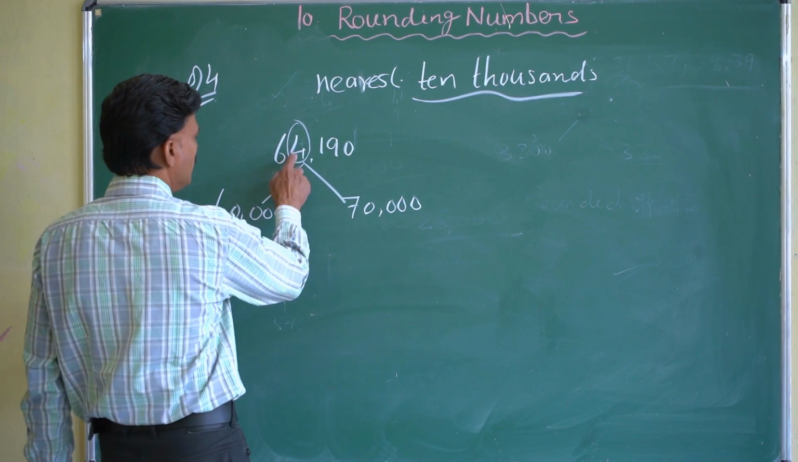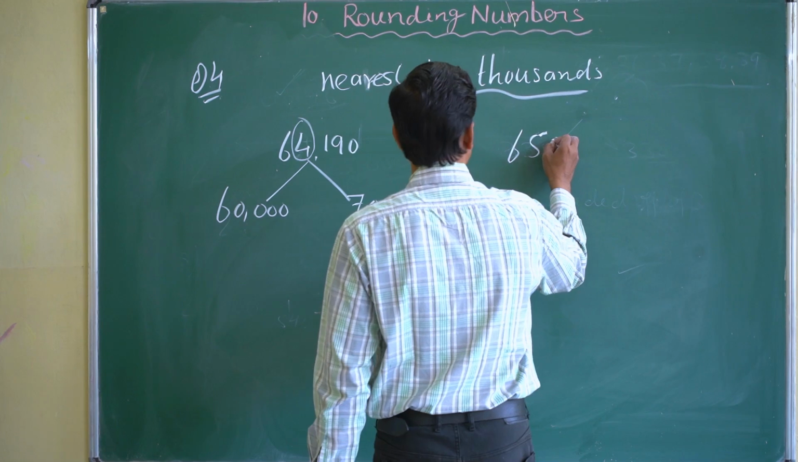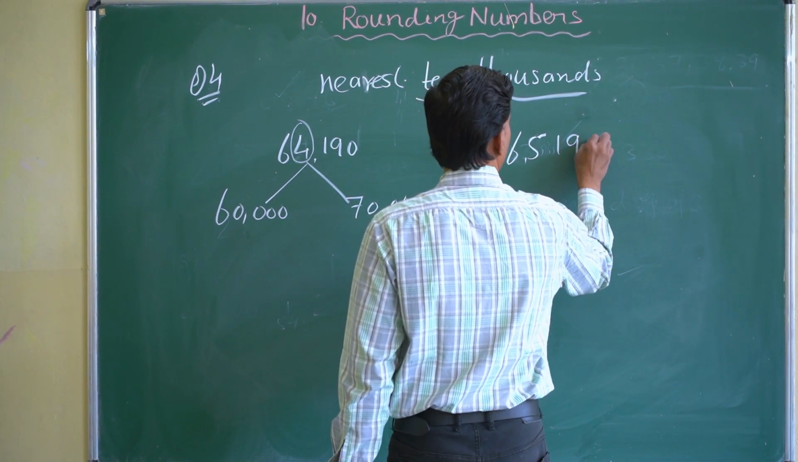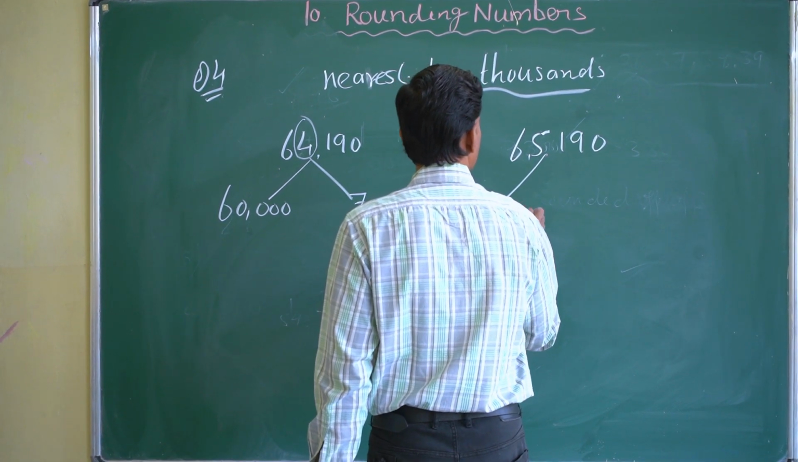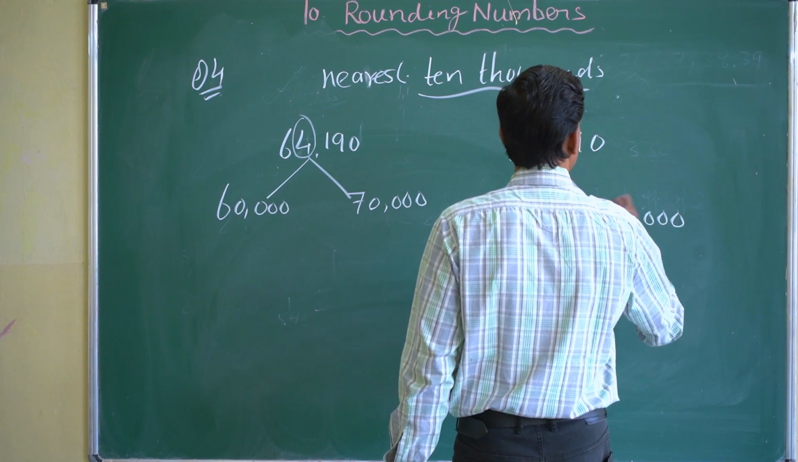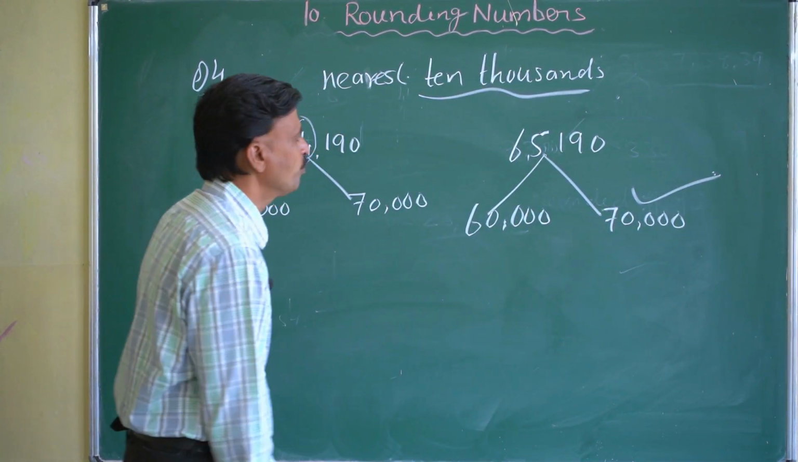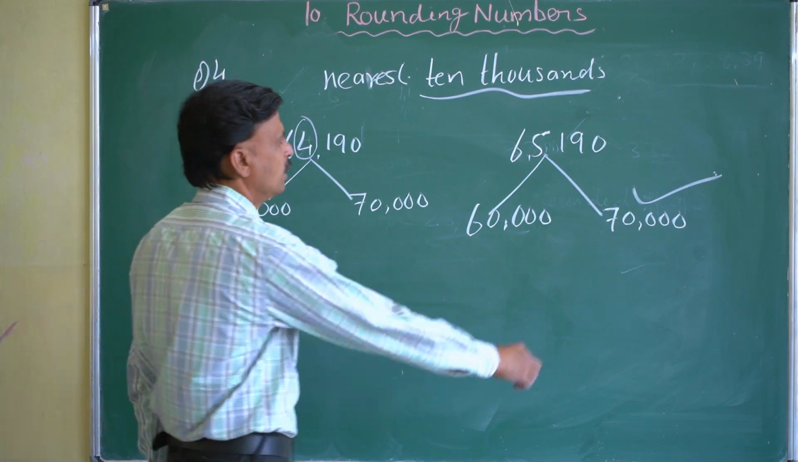Okay, if in case it were 65,190, and I ask you whether it is nearest to 60,000 or 70,000, definitely you will say it is nearest to 70,000. Here it is nearest to 60,000. Here it will be nearest to 70,000.